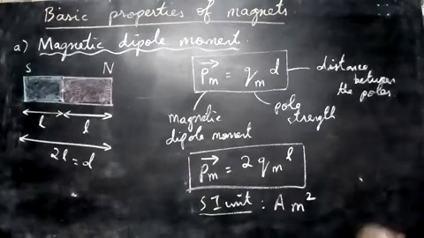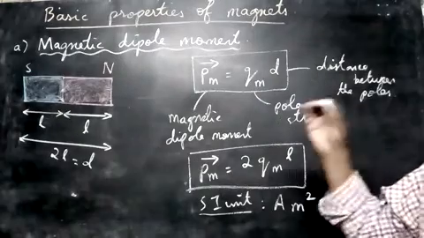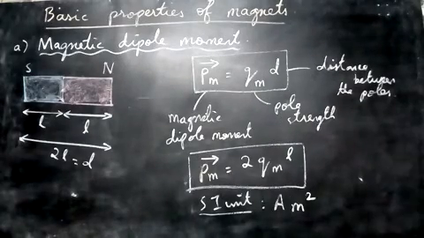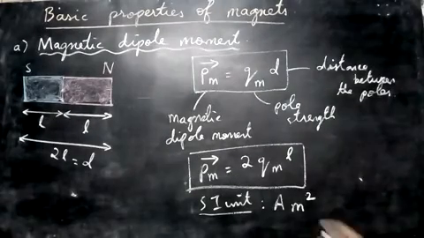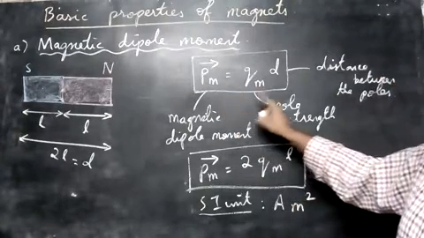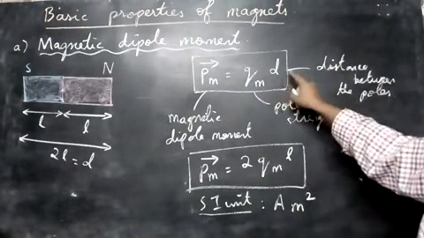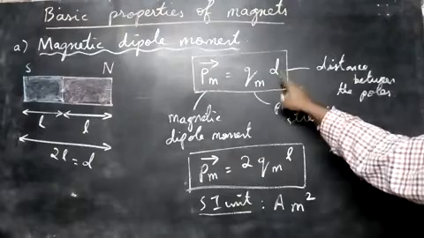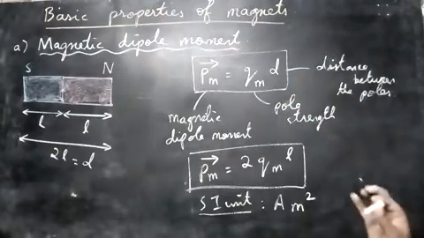Next we'll see what is meant by magnetic field. But even before going there, we'll just see this definition. Magnetic dipole moment is defined as the product of the pole strength and the magnetic length. So this is the definition of the magnetic dipole moment.